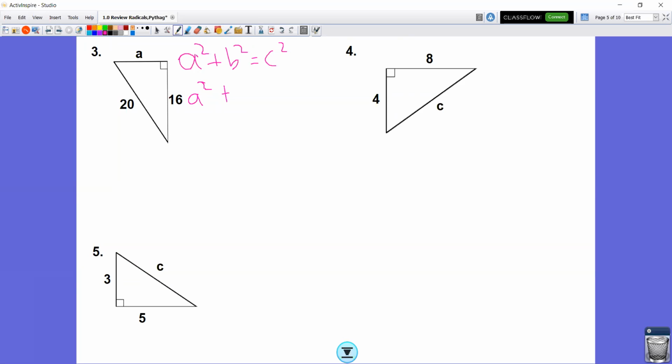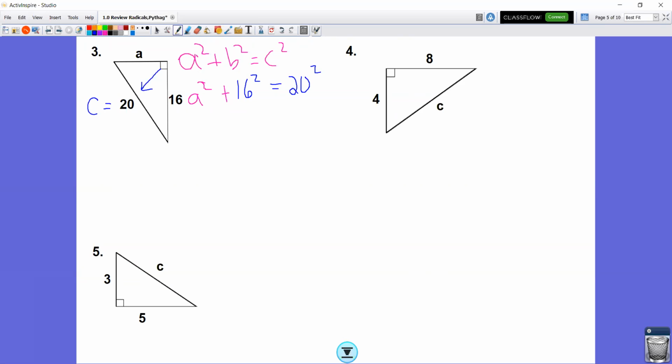If you're not sure which one's the leg and which one's the hypotenuse, you can always draw a ray from your 90-degree angle. This will point to the hypotenuse. So this is always going to be C. All right, so now we have B squared is going to be 16 squared equals 20 squared. Oh, these are big ones. I'm going to have to get out my calculator to figure this out.